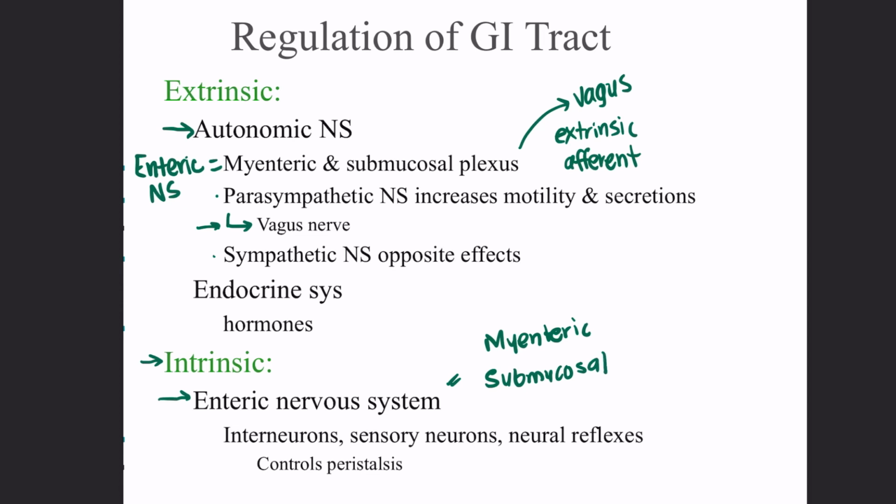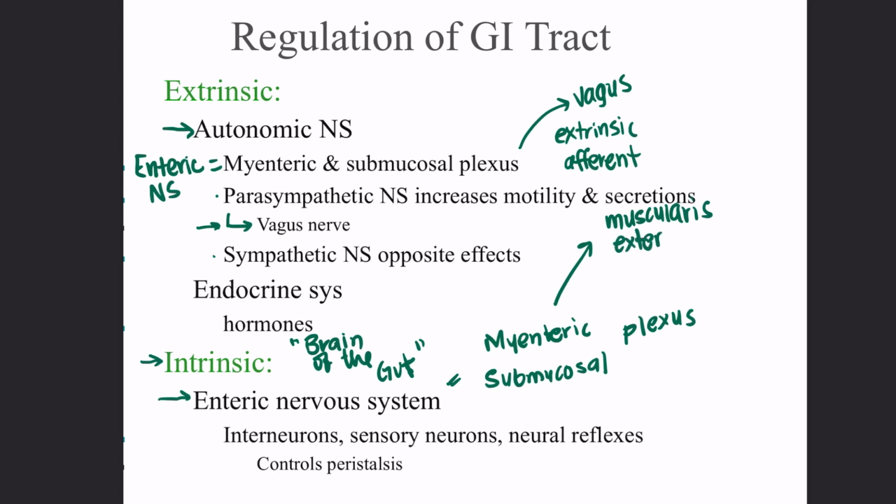So let's talk about these a little bit. Another way to think of the enteric nervous system is kind of like the brain of the gut. It's kind of like the nervous tissue of the gut. And there are two plexuses that control here. The myenteric plexus, and we're going to find this in the muscularis externa layer. So the circular layer as well as the longitudinal layer.